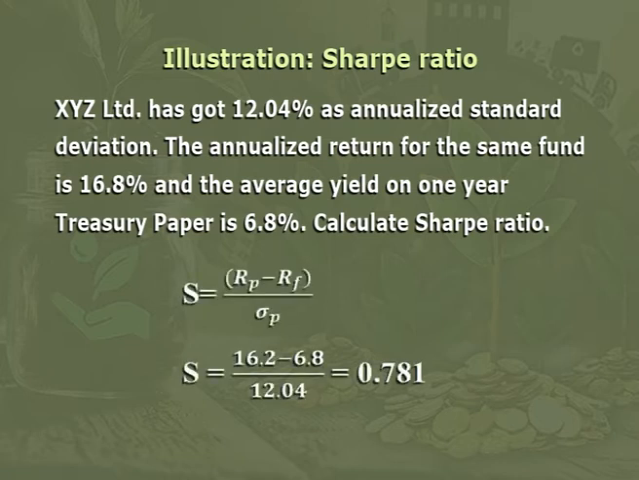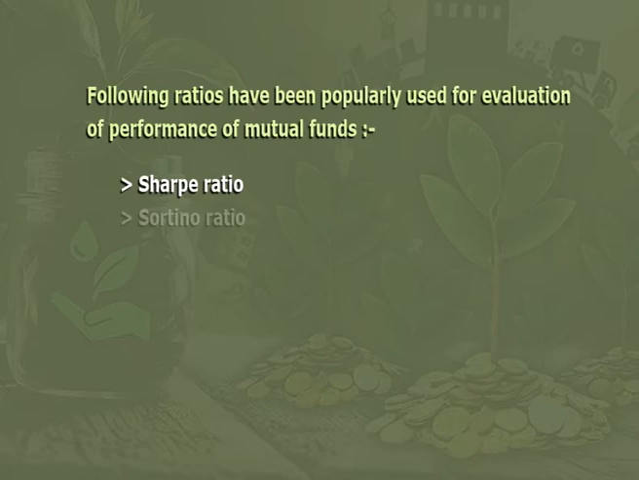The formula again goes like this. S is equal to RP minus RF divided by standard deviation P. When we substitute the values, 16.2 minus 6.8 divided by 12.04 gives us a Sharpe ratio of 0.781. The second one is Sortino ratio.